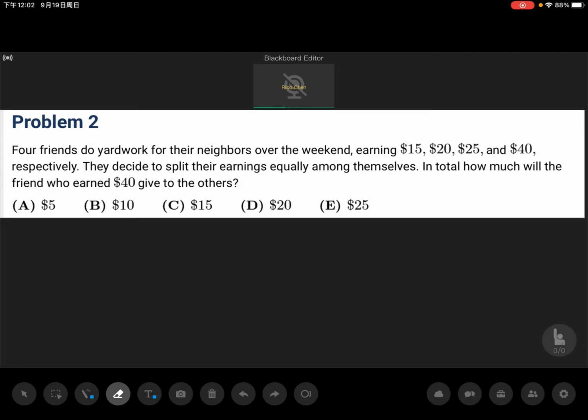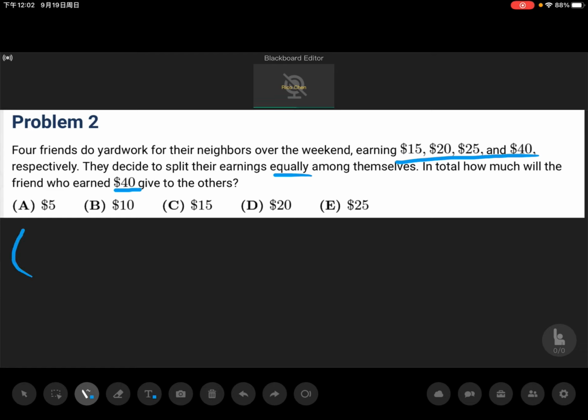Now they all respectively earn that much. They decide to split it equally, and then we have to figure out how much money the friend who earned $40 has to give to the others. So first of all, we have to find out how much each person gets, to know how much the friend who got $40 will keep for himself and how much is left to give to the other friends.